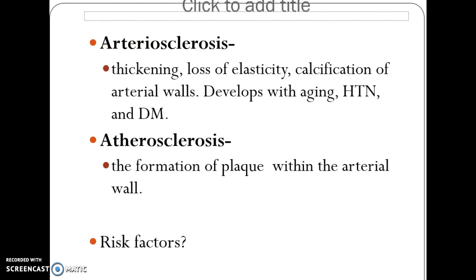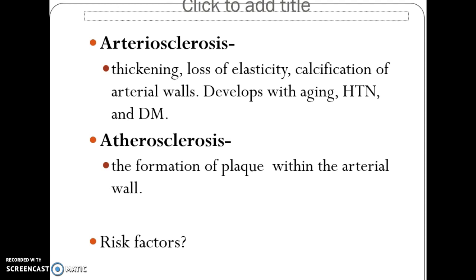Next, after hypertension, we have arteriosclerosis and atherosclerosis. Arteriosclerosis is a thickening, loss of elasticity, and calcification of the arterial walls. Almost all old people have some amount of arteriosclerosis, and hypertension and diabetes can make it worse.